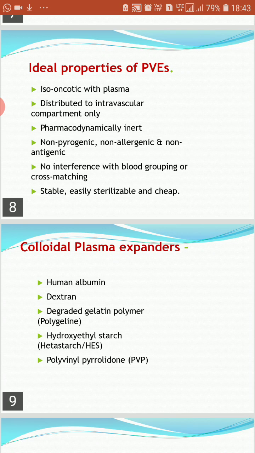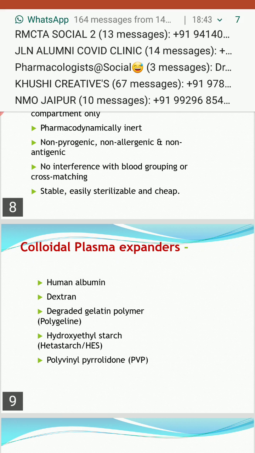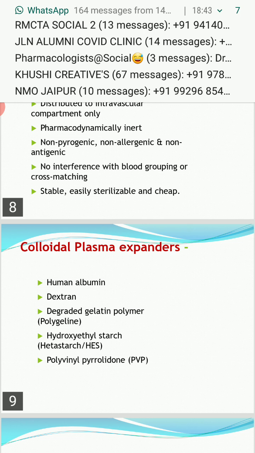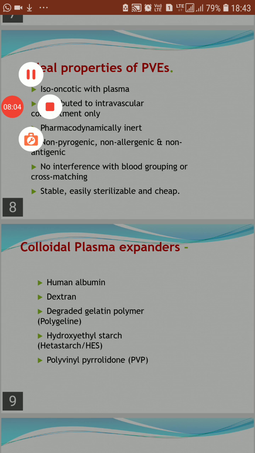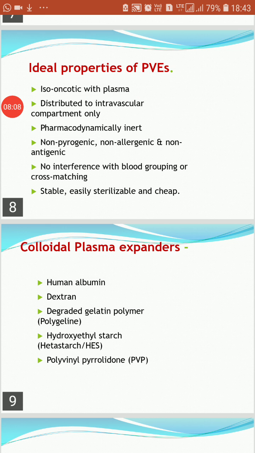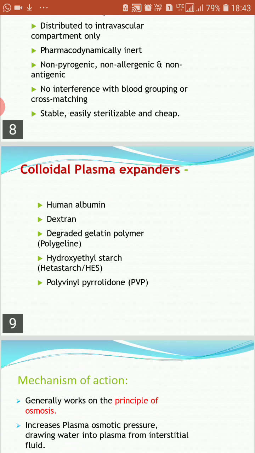Colloids, as I have already told you, are high molecular weight. They include human albumin, dextran, degraded gelatin polymer also known as polygelatin, hydroxyethyl starch and polyvinyl pyrrolidone. Out of them, polyvinyl pyrrolidone is less used, but albumin is very commonly used. Dextrans, polygelatin and hydroxyethyl starch are also used.